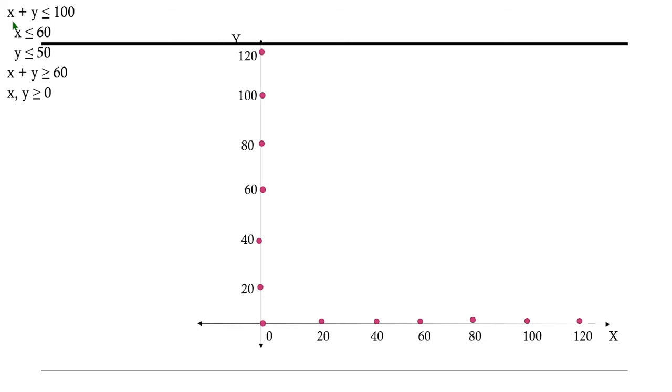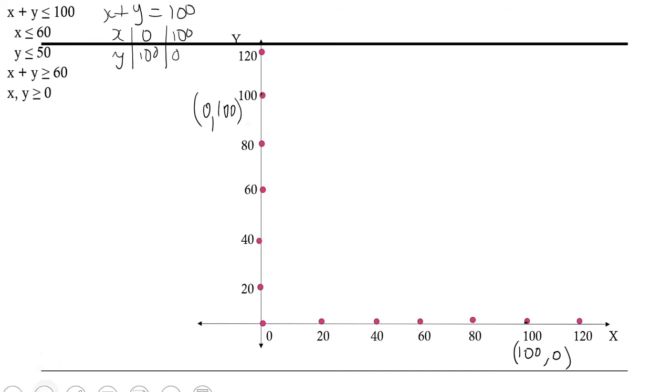So the first equation is x plus y equal to 100. When x is 0, y is 100, so this point is 0 comma 100, and when y is 0, x is 100. So this is 100 comma 0. So for the first equation, x plus y equal to 100, x is 0, y is 100; y is 0, x is 100. Join these 2 points with the help of a straight line. We get the line x plus y equal to 100.